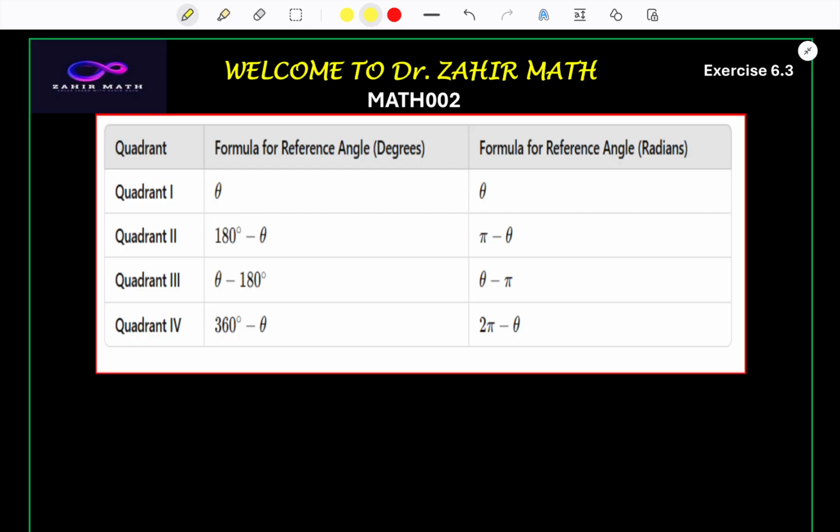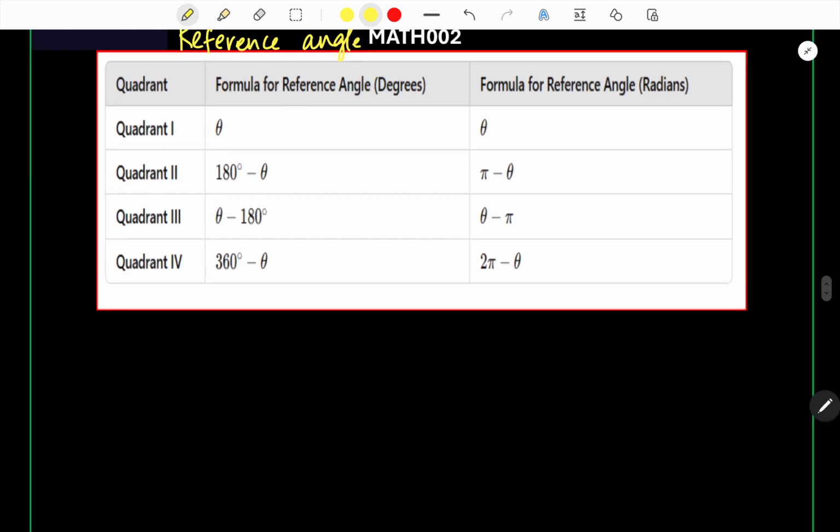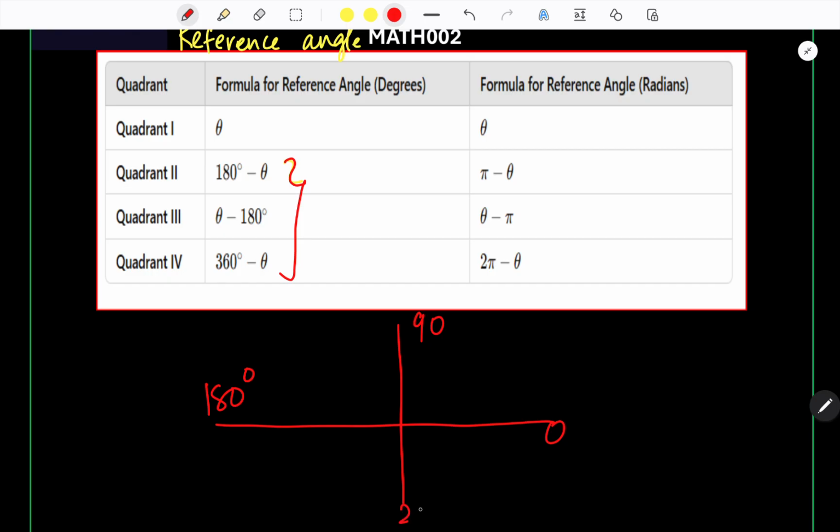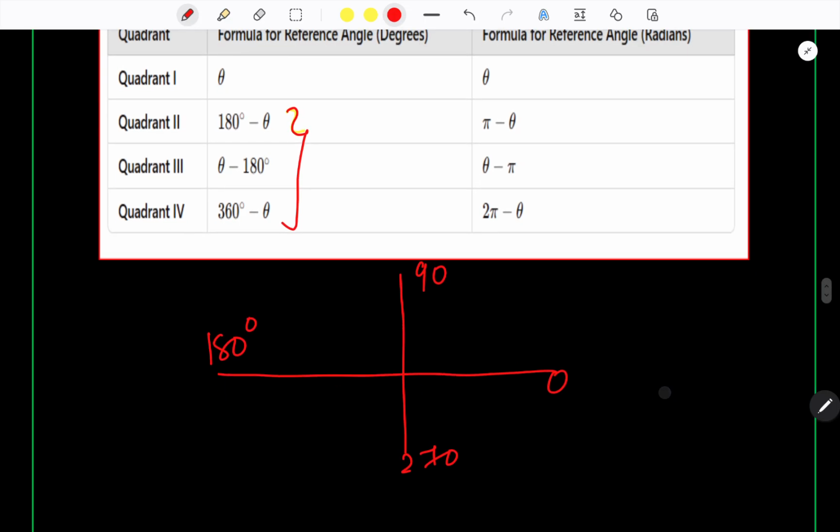The next idea is what? Reference angle. We are going to use this idea. You must remember, study this rule. This rule you need to memorize. Okay, it's very simple. I will explain. You need to remember only 3 rules. What is that? Let me give a table, right? So this is your 0, this is 90, this is 180, this is 270, and this is going to become your 360.